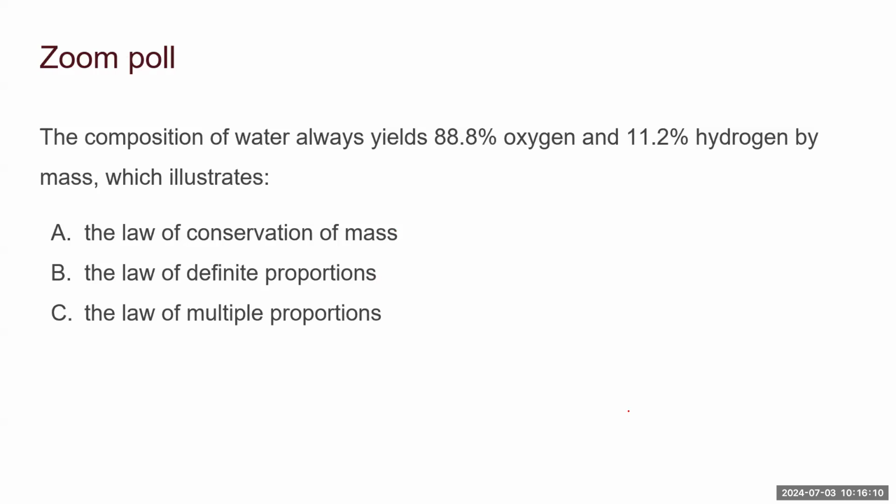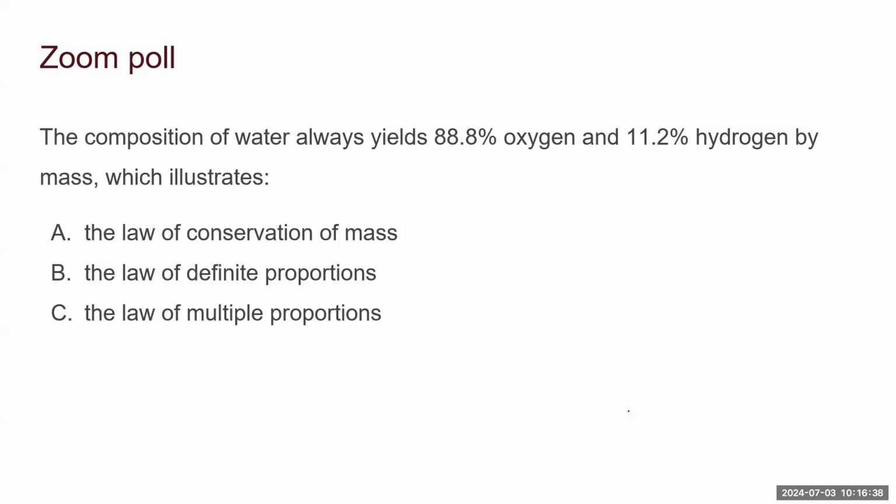So the composition of water always yields 88.8% oxygen and 11.2% hydrogen by mass. So those are percentages, that's effectively a ratio. This illustrates the law of conservation of mass, definite proportions, or multiple proportions.